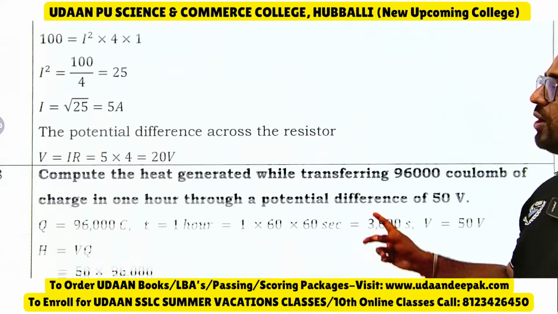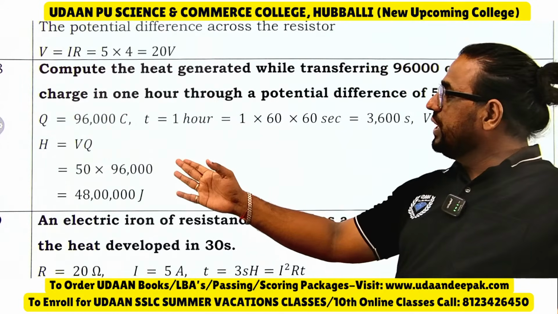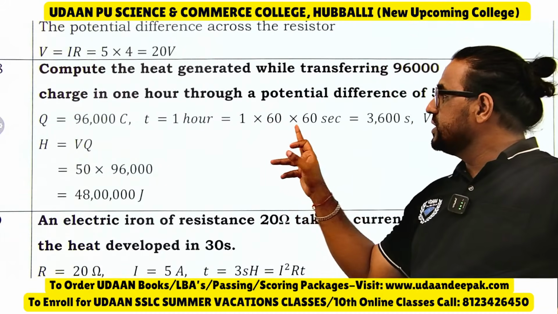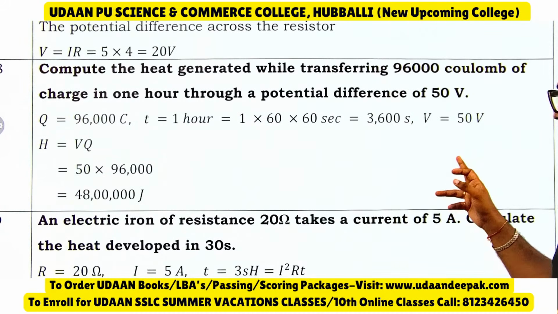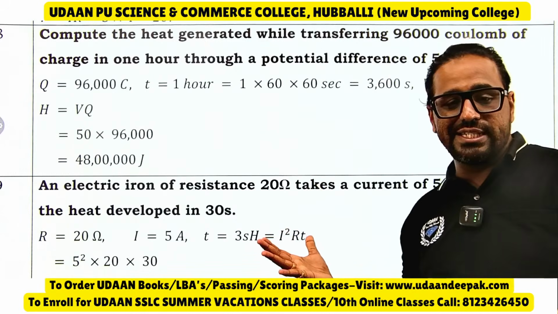Okay, now compute the heat energy generated while transferring 96,000 coulombs of charge in 1 hour through a potential difference of 50 volt. So H is equal to V into Q. First you should convert hour into seconds. 1 into 60 into 60, 3600 seconds. V is 50 volt. H is equal to V into Q, that is 46 lakh joules.